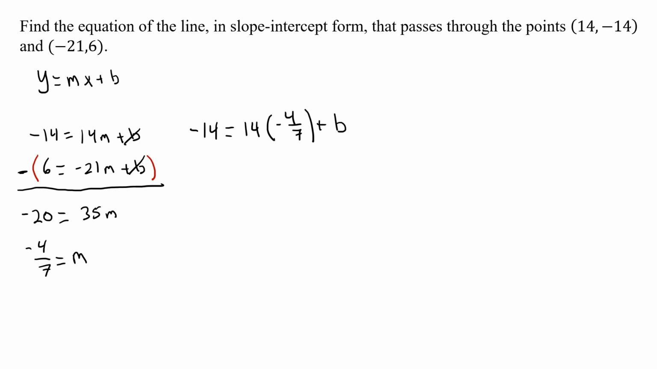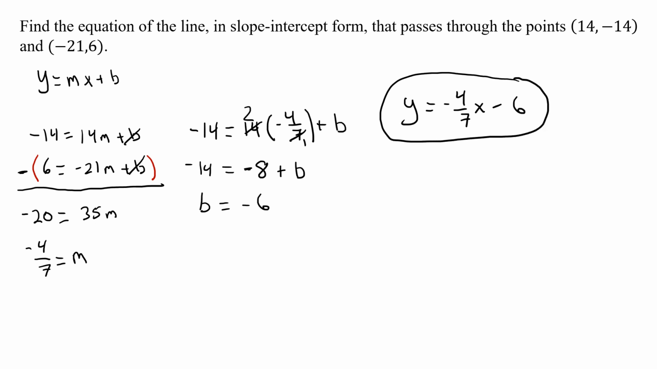So we'll first multiply 14 times negative 4/7. The negative 14 stays here. Negative times a positive is negative. 7 goes into 14 twice. We can cancel those out. 2 times negative 4 is negative 8. And what do we add to negative 8 to get negative 14? Well, that is negative 6. So b is negative 6. And so my answer is y equals negative 4/7 times x minus 6.